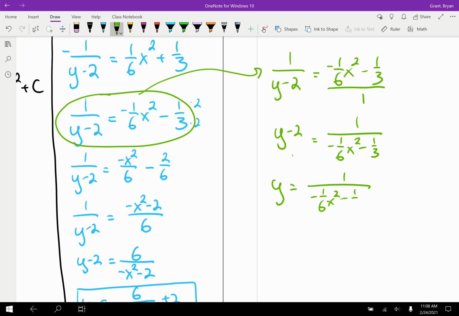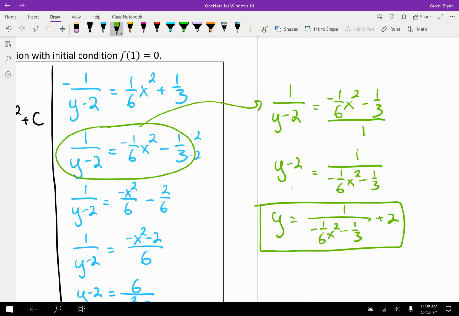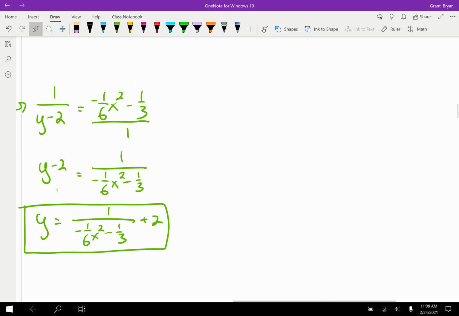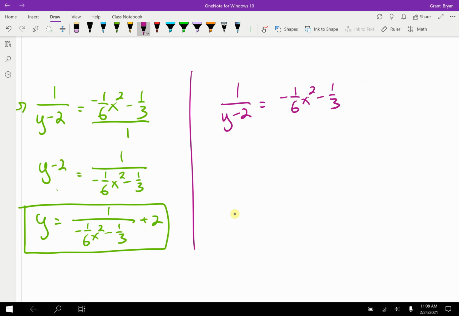Mathematically this is correct. It's gross, but you are not graded on how gross or ungross your answers are, and so that would be fine too. If you wanted yet another way to do this, if you had 1 divided by y minus 2 equals negative 1/6 x squared minus 1/3, you could say, I hate the y being in the denominator there. I want to multiply both sides by y minus 2. And that's allowed. Again, maybe not the prettiest, but it's allowed.